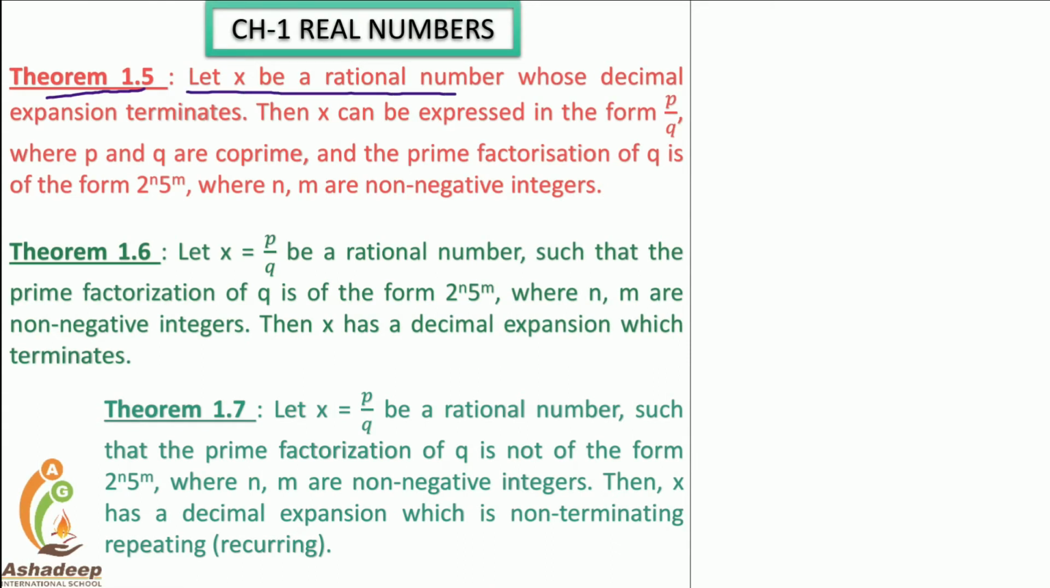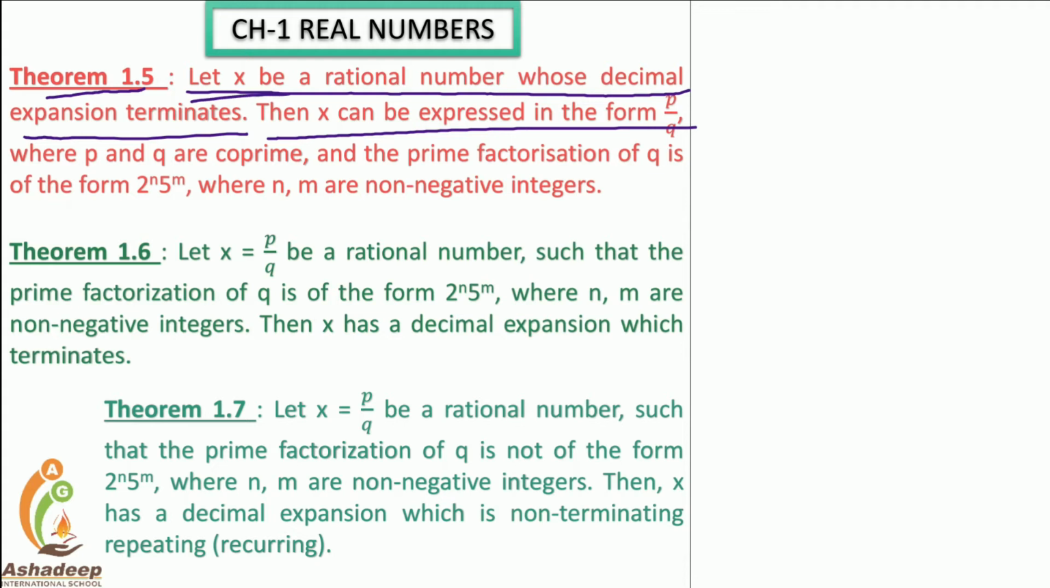Let x be a rational number whose decimal expansion terminates. What is a terminating term, and a non-terminating term? Terminating, and non-terminating recurring, non-terminating non-recurring. Those things we already saw in standard 9. Now x can be expressed in the form p by q.